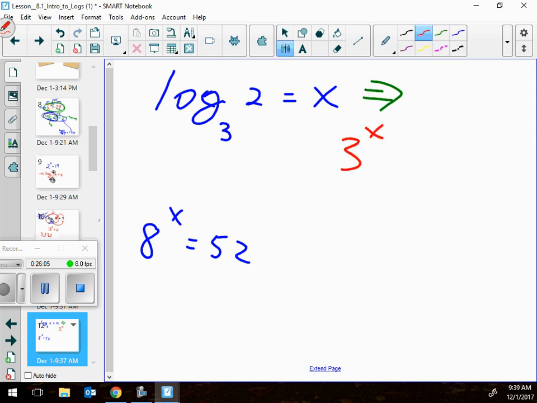3 to the x equals 2. That is correct. You have changed a log into an exponential. Raise your hand if you got the same thing. Okay, good. This other one.